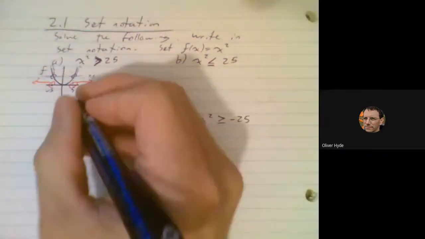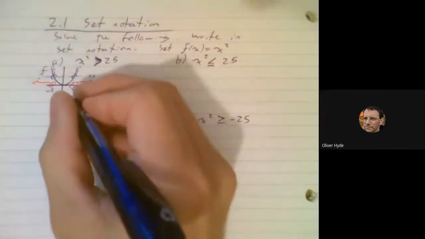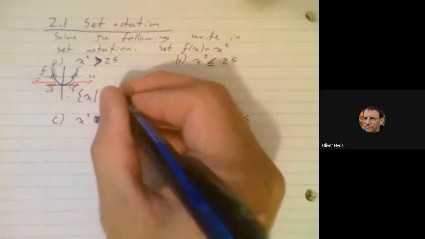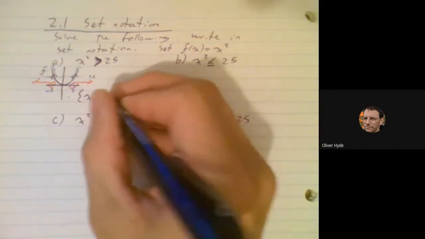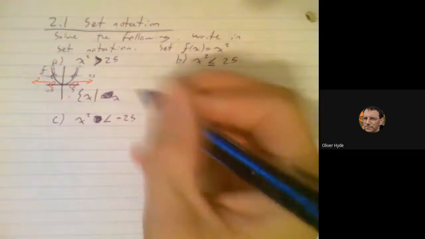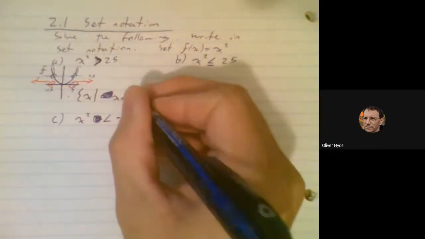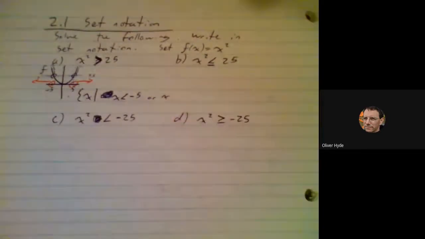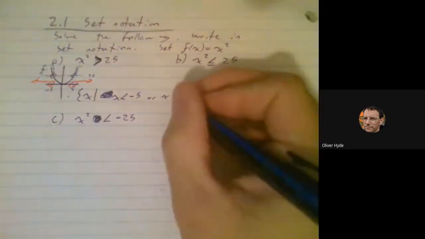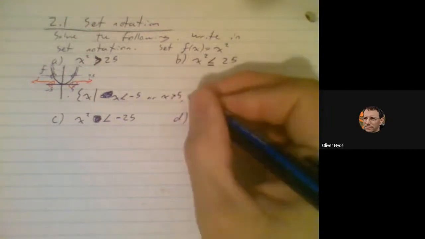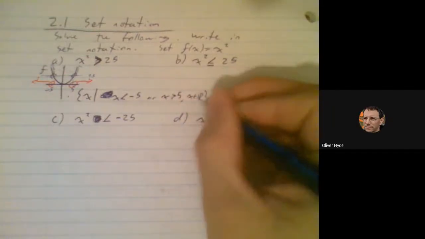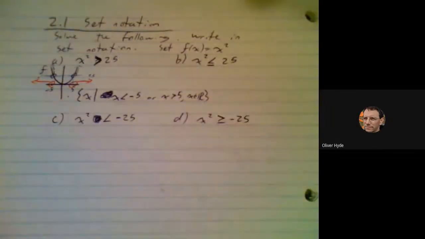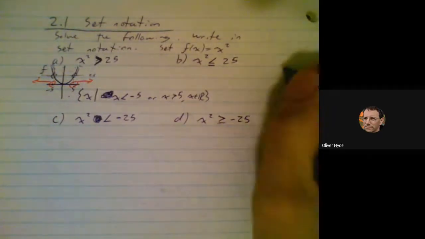And here's our solution in set notation. Our solution is the set of all x values such that, sorry, I'm going to change order here and say x is either less than -5 or, pardon me, x is greater than 5. And x is any real number. And I'm running into the room that I'm going to use a little bit for question B. But I guess in question B, I could use the same sketch.